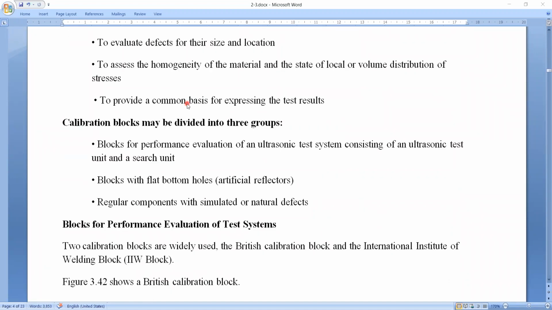Now we see what reference standards are used for the calibration of ultrasonic testing. Here we have three groups. One is blocks for performance evaluation: for testing the performance of the ultrasonic equipment, we use some blocks. The second is blocks with flat bottom holes, which means we create blocks with artificial reflectors for our reference. And the third is regular components with simulated or natural defects.